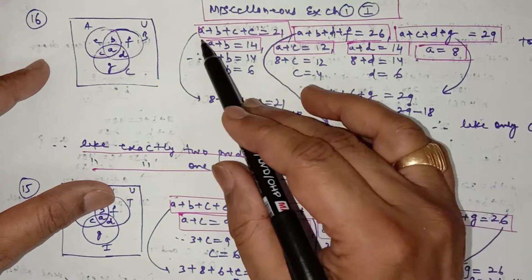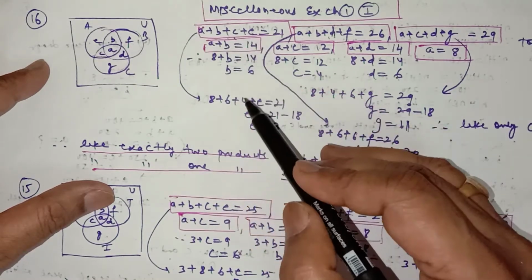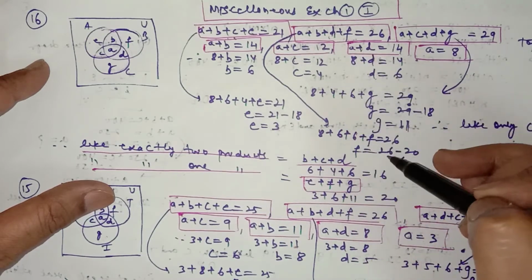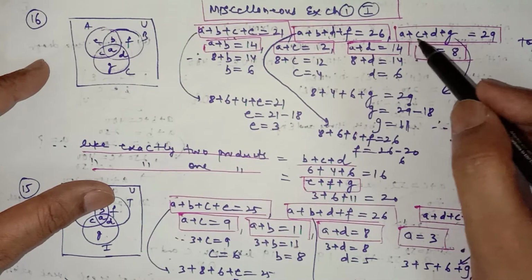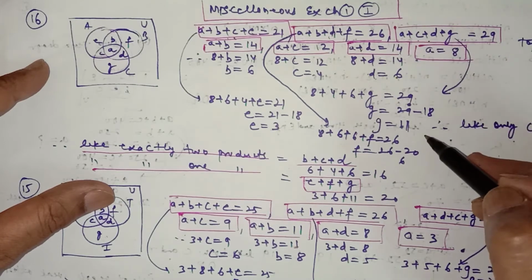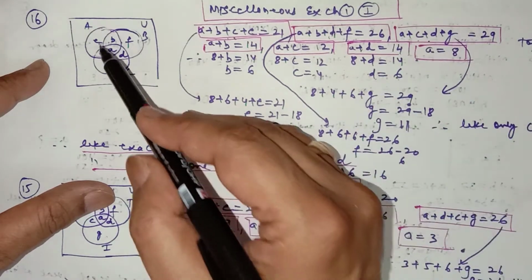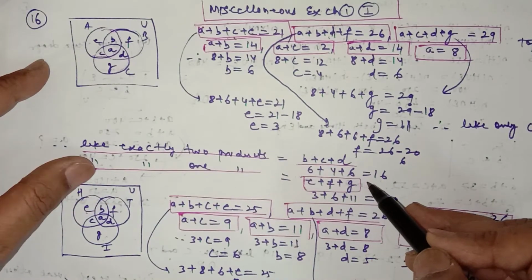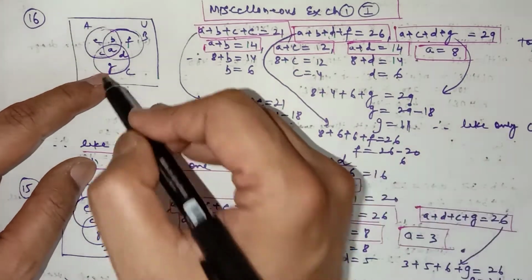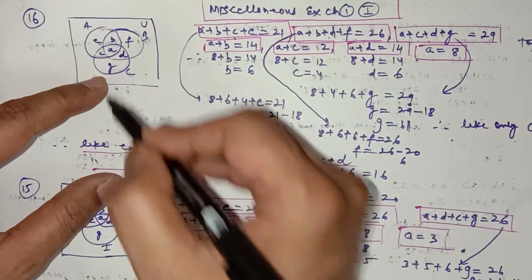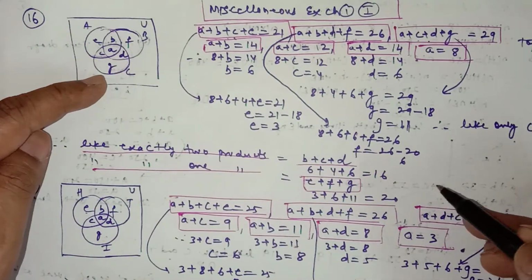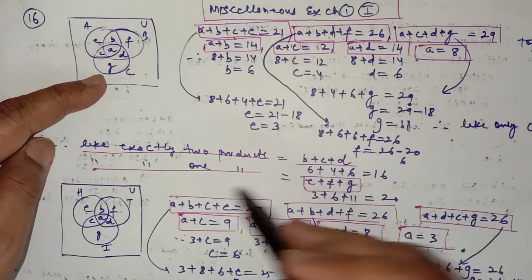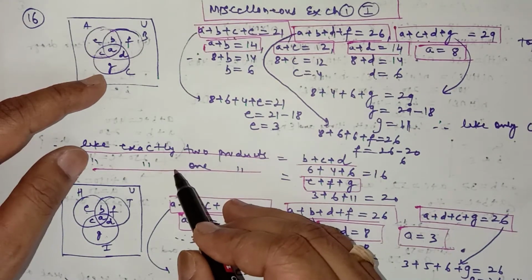When you replace the values of A, B, C here, you will get the value of E. When you replace the values of A, B, D here, you will get the value of F. If you replace the values of A, C, D, you will get the value of G. So you have to obtain all the individual parts A, B, C, D, E, F, G. In this question you have to find only the value of G, the number of persons who like only product C. So the answer here is 11.